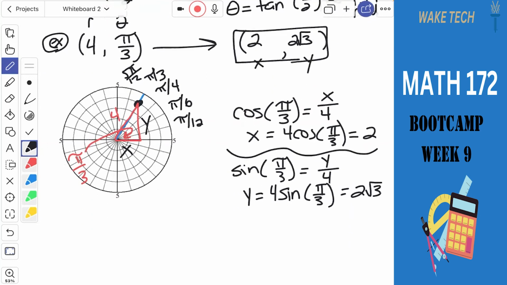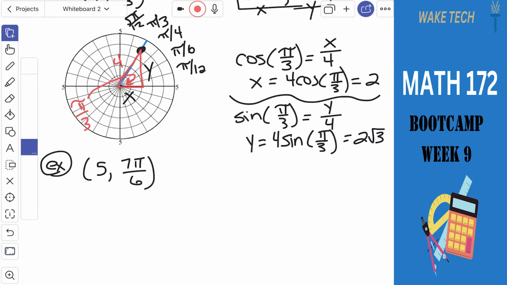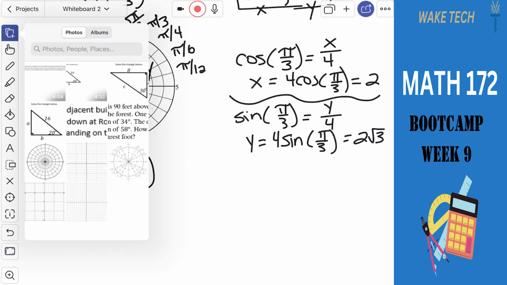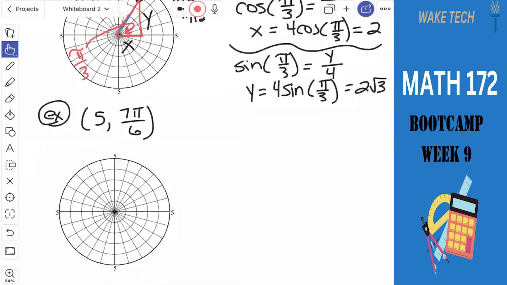Okay, let's do another one of those. Let's say we've got the point 5 with 7 pi over 6. I'll give you just a second to plot that one. Have a shot at it if you want to do that. We'll look at it together in a second.